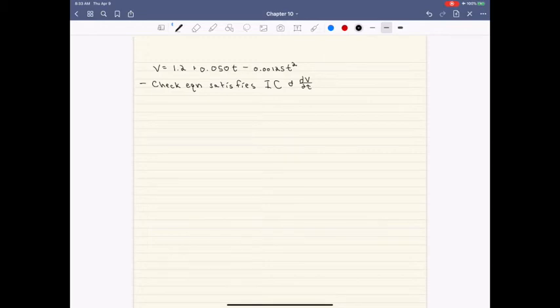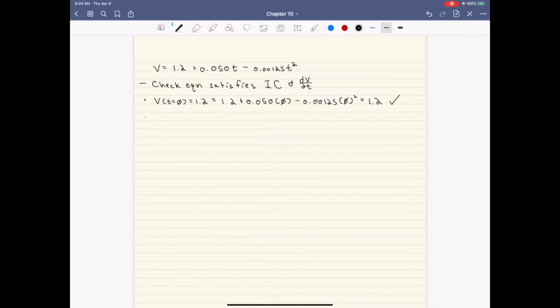Okay? And so first let's check the initial condition. We were told that v of t at 0 is equal to 1.2. On the right-hand side, let's plug in 0. So 1.2 plus 0.05 times 0 minus 0.00125 times 0 squared gets us 1.2. So our equation does satisfy the initial condition, so let's check that off.